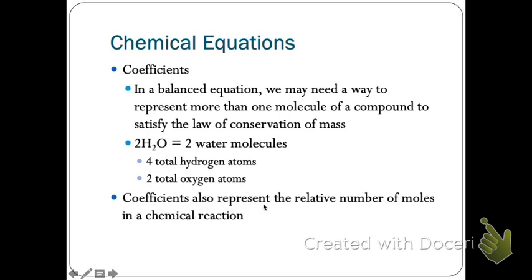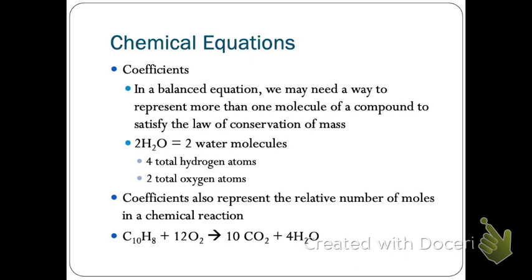Okay. Coefficients also represent the relative number of moles in a chemical reaction. So when we look at a chemical reaction here, if I speak through it, it says 1 molecule of C10H8 reacts with 12 oxygen gas molecules to produce 10 carbon dioxide molecules and 4 water molecules. That's what we're talking about on the molecular level, so individual molecules. But the way we use it more often is on the molar level, talking about a big quantity of them.